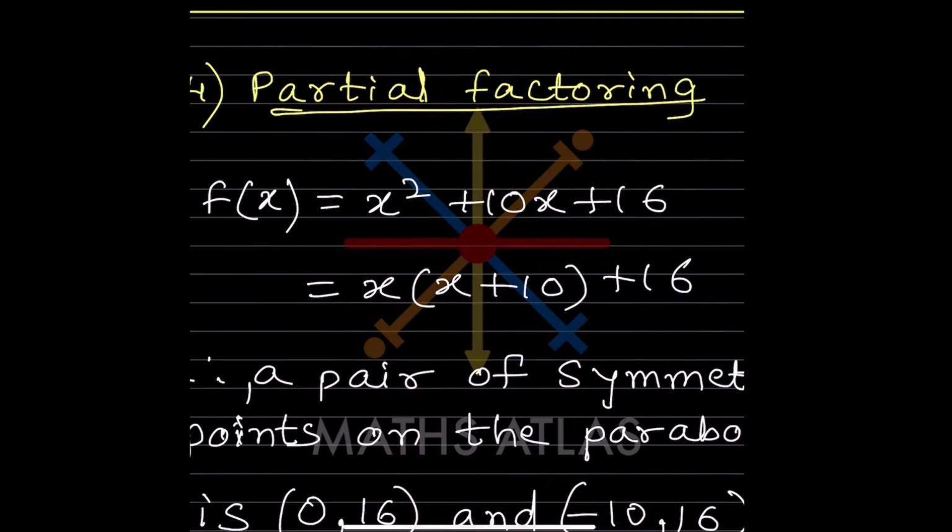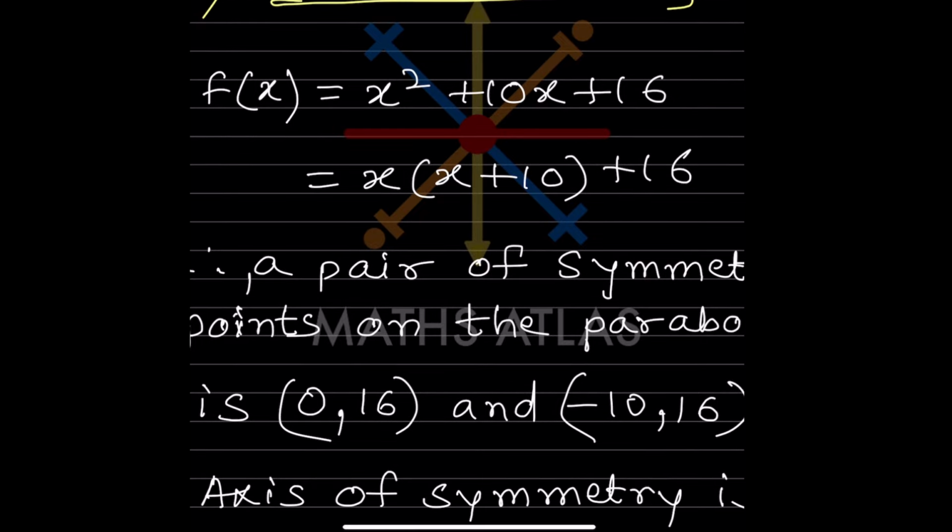Now with the help of partial factoring. So here what are you going to do? Partial factoring means this is the equation, the same one. Now you will take these first two terms. From these first two terms, you will get x common. So x, and what remains in the bracket is x plus 10, plus 16. So now what we can say here is that a pair of symmetric points on the parabola.